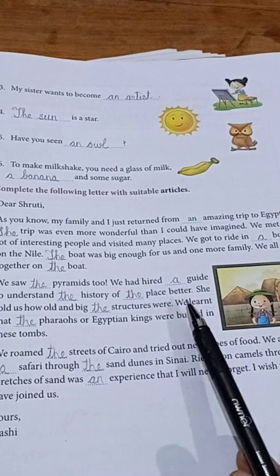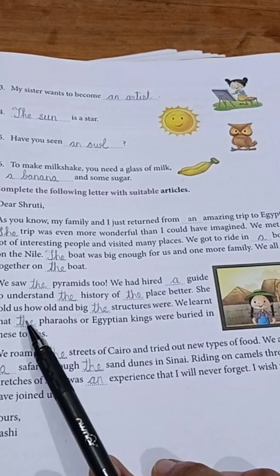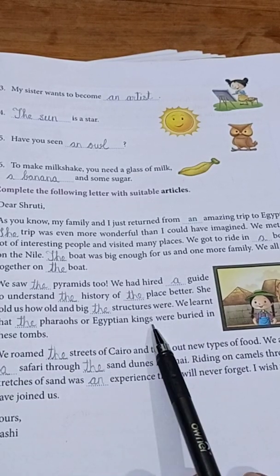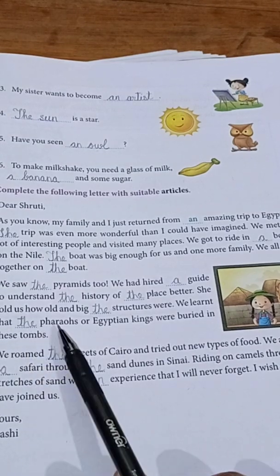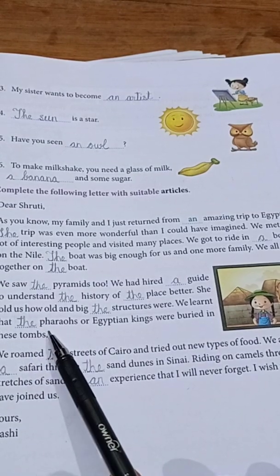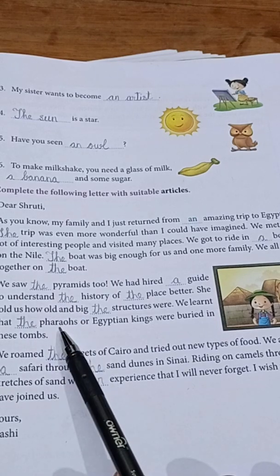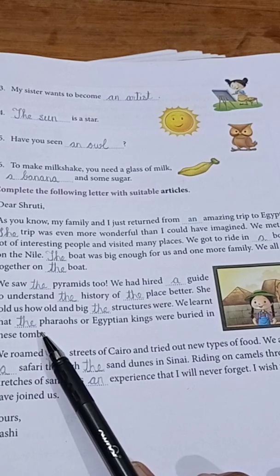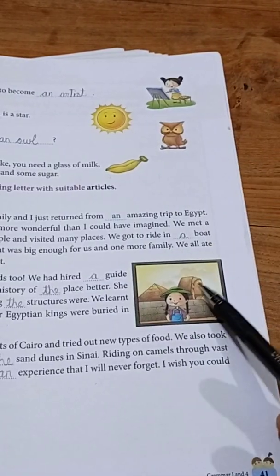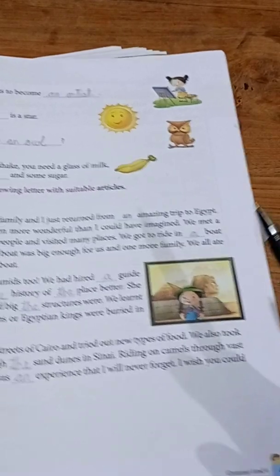Understood, children? Now, we learnt that the pharaohs or Egyptian kings were buried in these tombs. Pharaohs are unique. Pharaohs are the Egyptian kings. Okay? Like they have shown here. Okay?